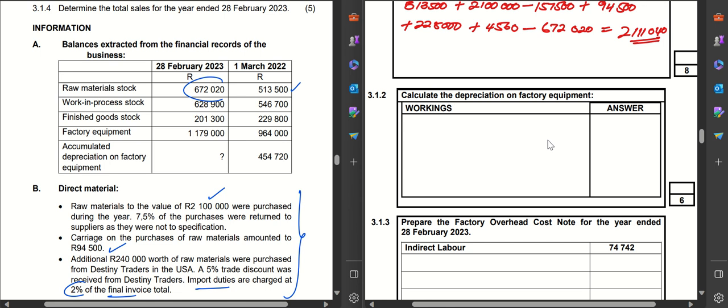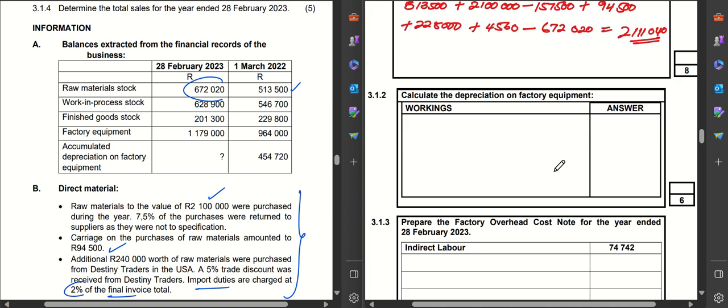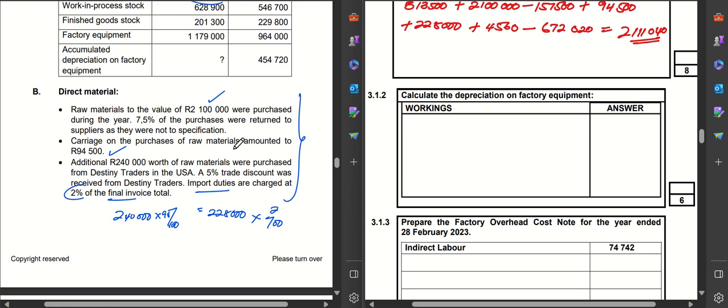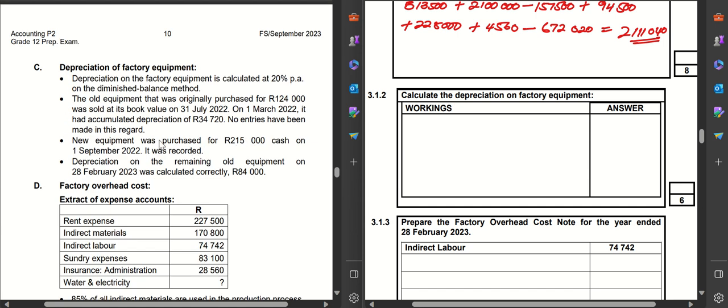If you are doing the production cost statement, you will need that amount in the preparation of the production cost statement. The next one says calculate the depreciation on the factory equipment. It is very important that when you go for this paper, please prepare accordingly for your depreciation calculations. In this question they gave us information which said depreciation on the factory equipment is calculated at 20% on the diminishing balance method. So that means we're going to need carrying values here.